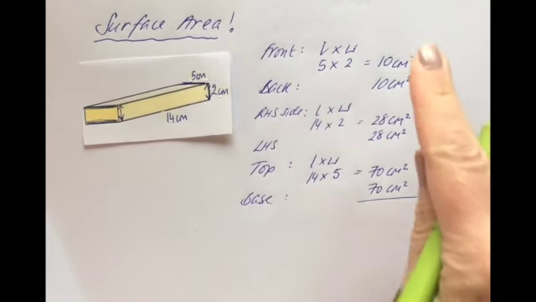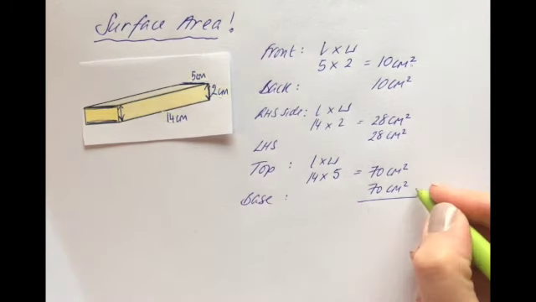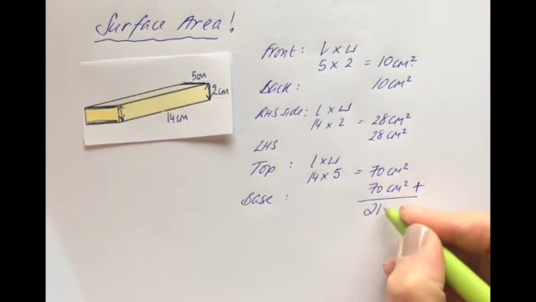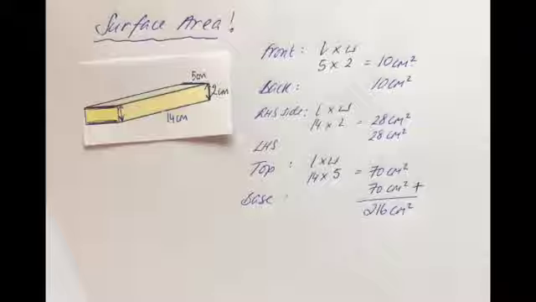And now once you have all your surfaces, what we're going to do now is we're going to add them all together. Okay, and that will give us our total surface area. So the final answer when you add them all together is 216 centimeters squared.